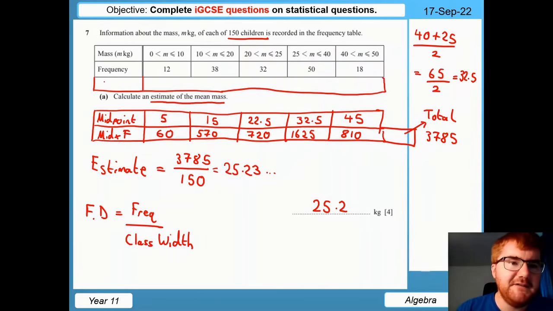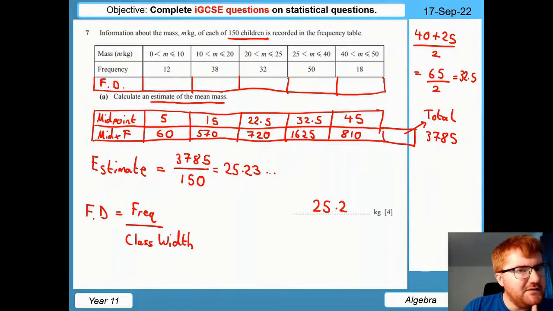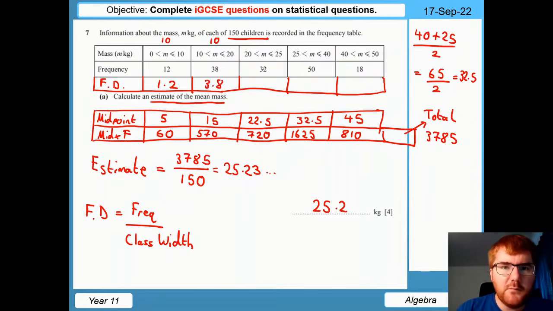I'm going to call this FD for short, so frequency density. And all we're going to do is we're going to find the frequency, so the 12 here, and divide it by the width. So the width of this, so between 0 and 10, well, that's just going to be equal to 10, and 12 divided by 10, that's equal to 1.2. Likewise, if we do 38, again, the width here is also 10, so 38 divided by 10, that's equal to 3.8. Next one, well, 32.